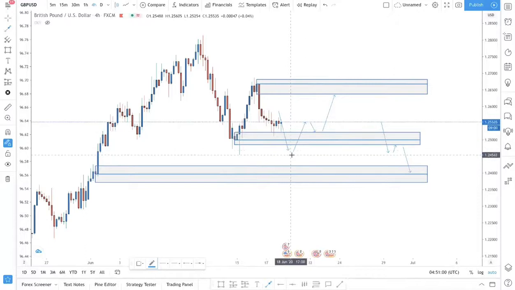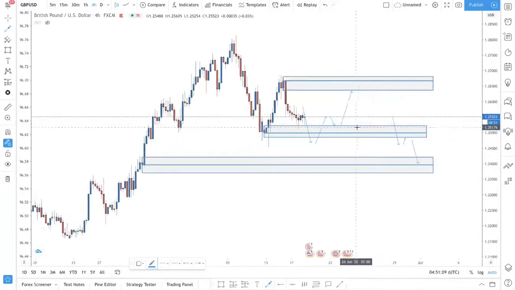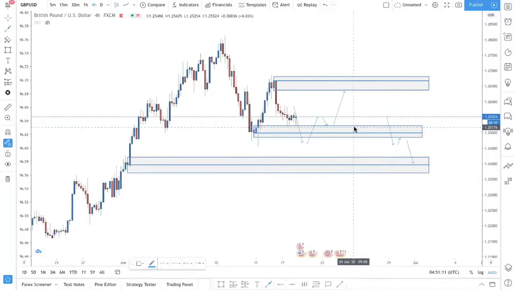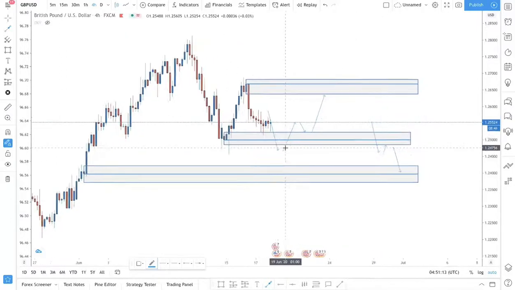If it creates a fake out and then comes back to this zone, also you wait for a retest and then you buy. Yeah, I think it's self-explanatory. It's just not that hard.